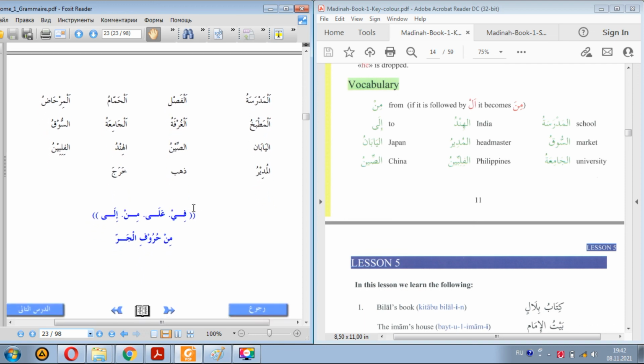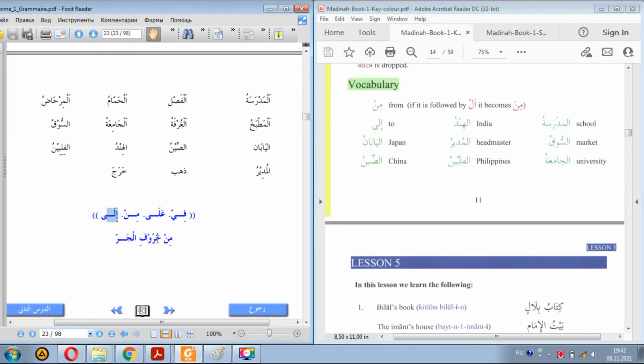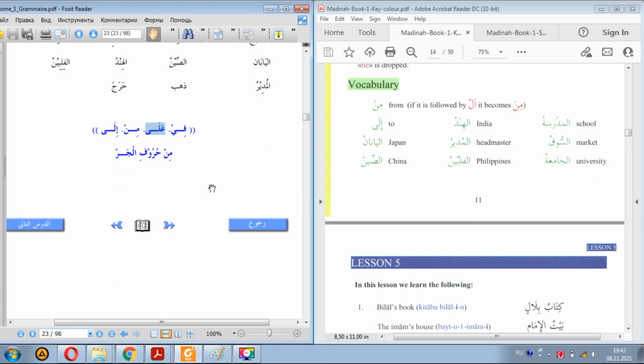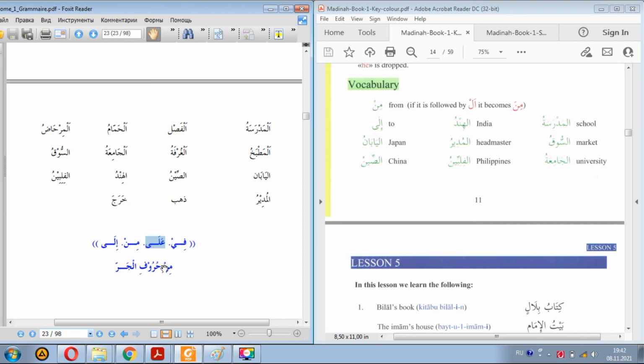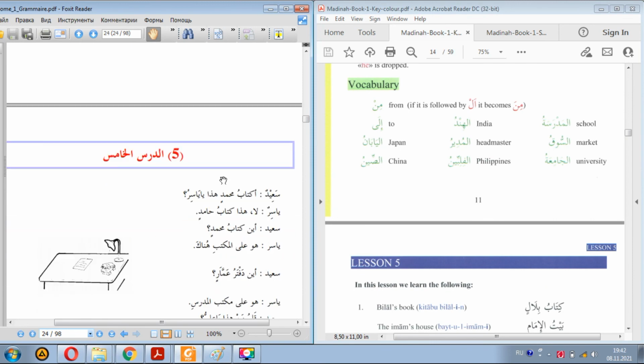And here it states that في and على and من and إلى من حروف الجر. Well, حرف is singular, and حروف is its plural form. من حروف الجر. So these four are حروف الجر, and every single one of them is حرف الجر. And you need to memorize this term, حرف الجر. And that's it for this lesson.